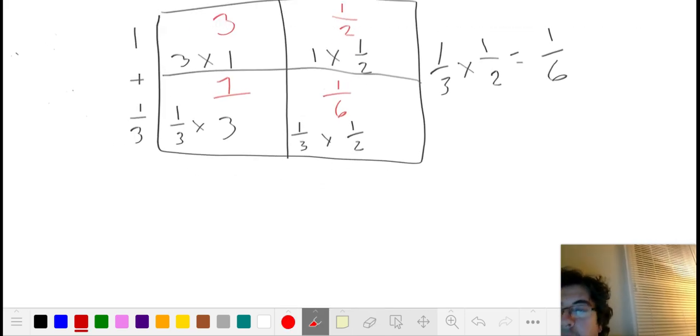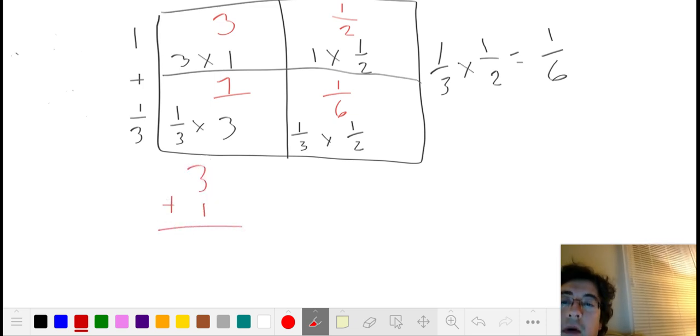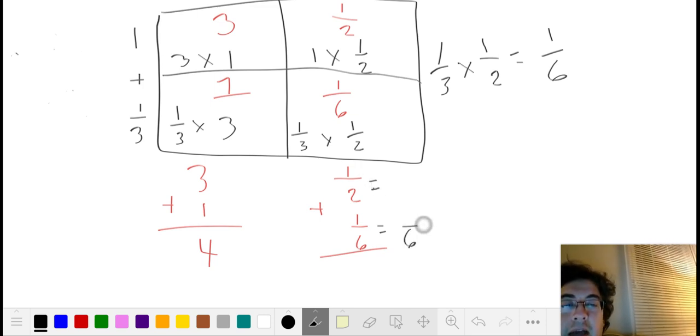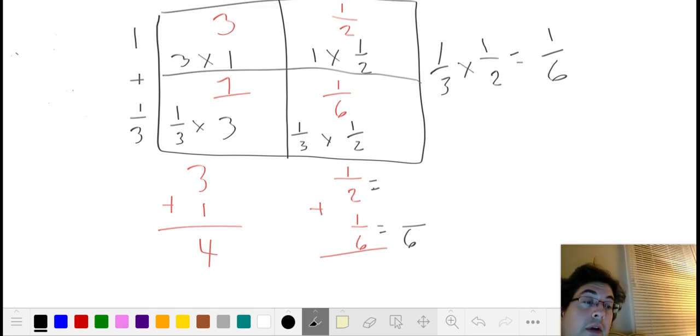So I have to add 3 and 1 together, which gives me 4. And I have to add 1/2 and 6 together. Now, just like any other time when we add or subtract fractions that have different denominators, I'm going to need to use a common denominator. And a good common denominator for 2 and 6 will be 6. I like that because it's the least common denominator, and I don't have to change 1/6. 1/6 will just stay 1/6.